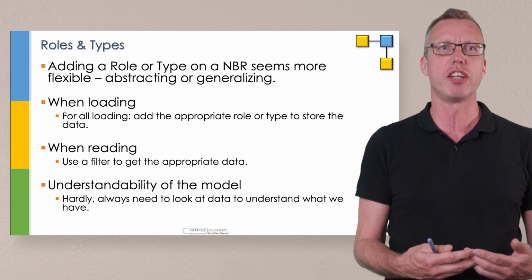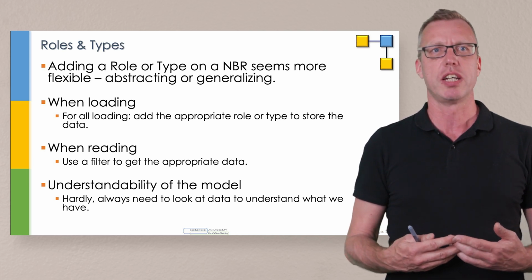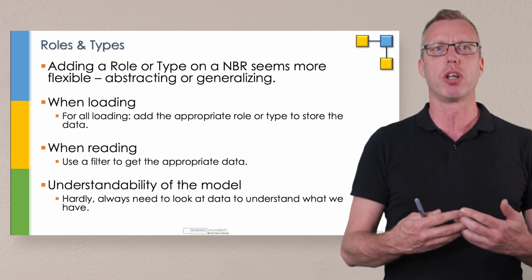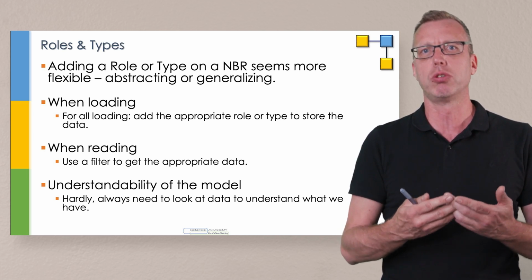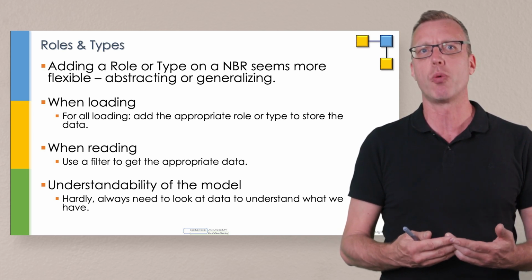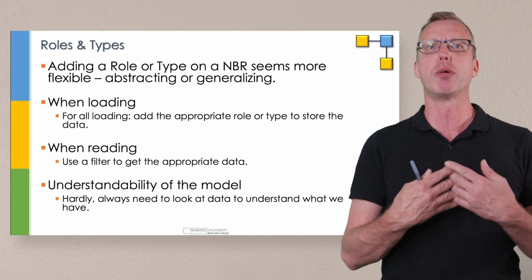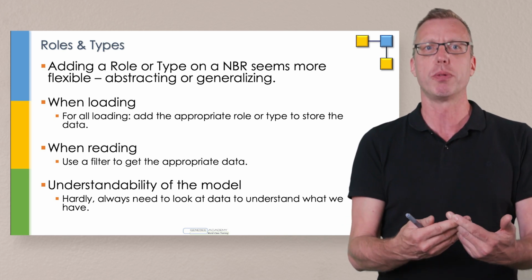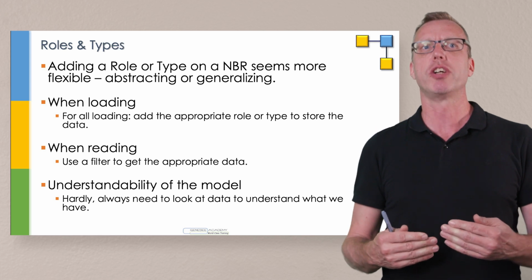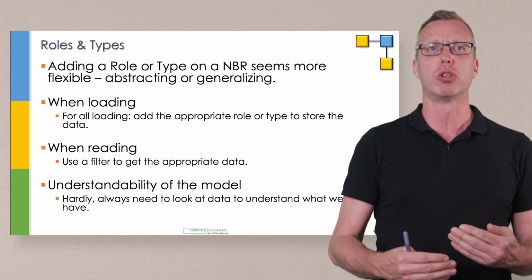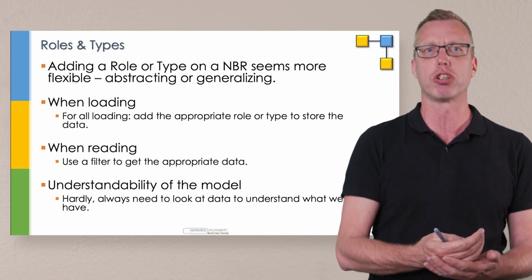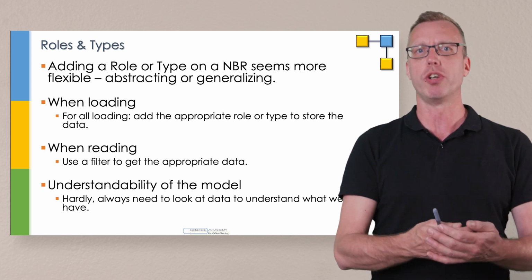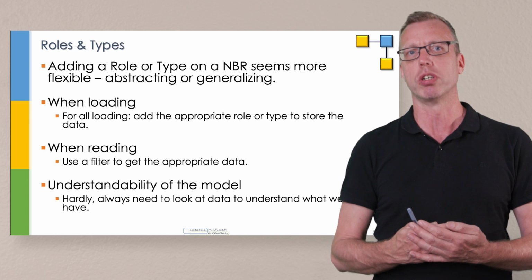When you're loading a relationship with a role on it, remember that every time you're loading, you have to add the appropriate role to be sure to load the data in the right direction. And when you're reading it, you always need to add a filter to make sure you get the appropriate data. So it's harder if you have a role or a type on a relationship. It's harder to load the data because you need to add more stuff before you can load it. And when you're reading it, you always need to filter on that one.